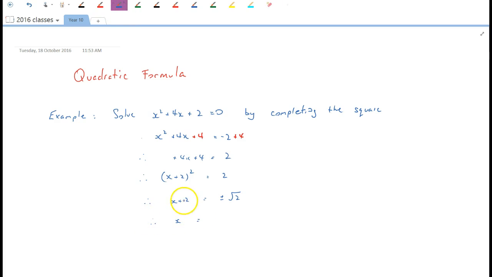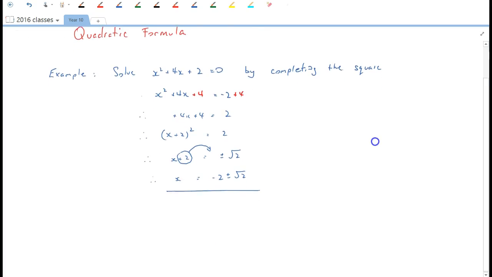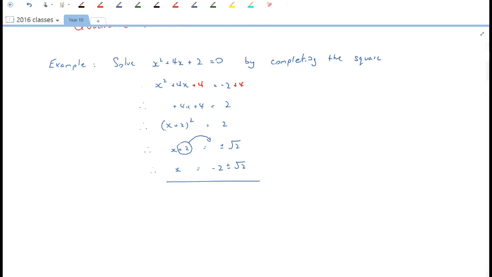Last thing to do is just to take this 2 and put it on the other side, making it minus 2 over there. Remember, change sides, change signs. Repeat, change sides, as I did there. Change sides, change signs to minus. Okay, there's our solution.